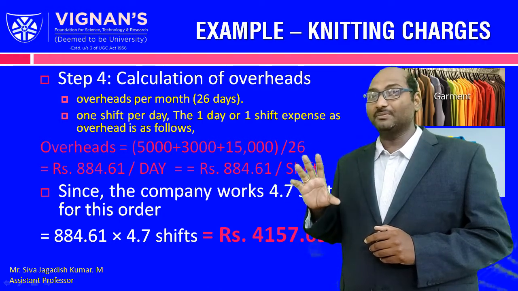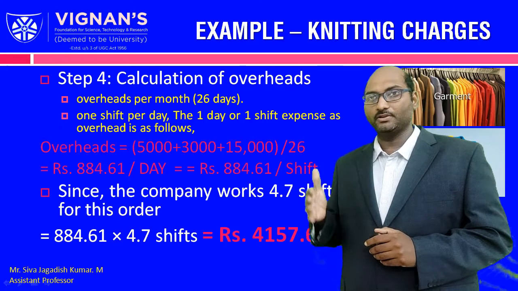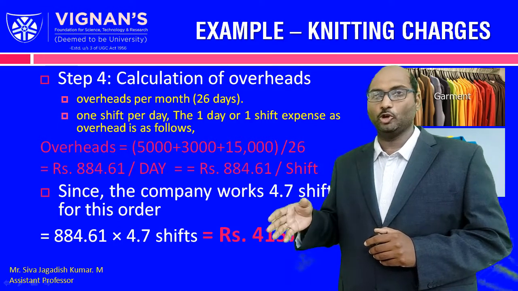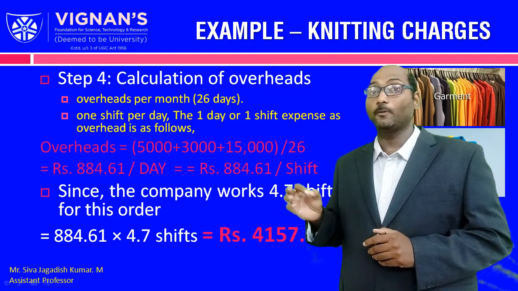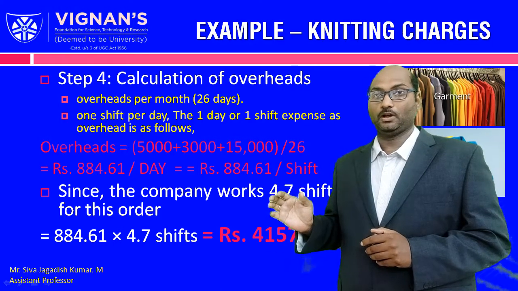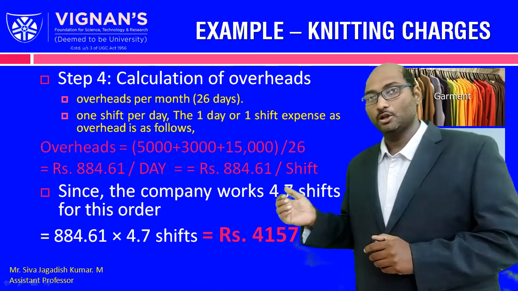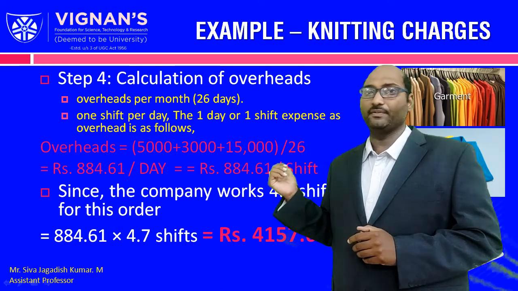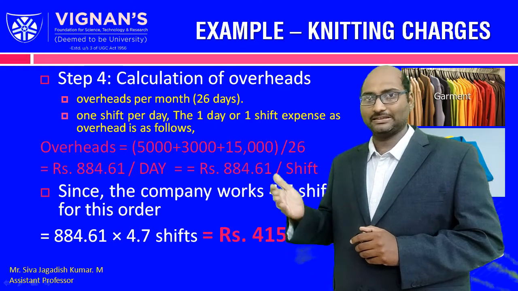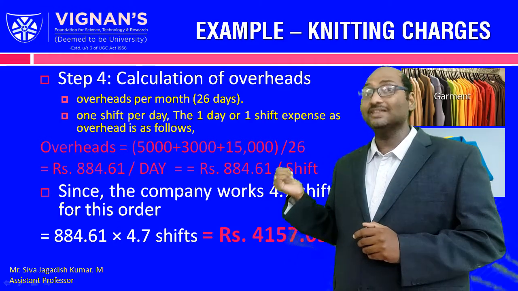In order to complete this 2000 kg of yarn into fabric, we will be requiring 4.7 shifts or 4.7 days. So the total overheads in this case would be 4,157. So 7,000 plus as a labor charge and 4,000 as overheads.